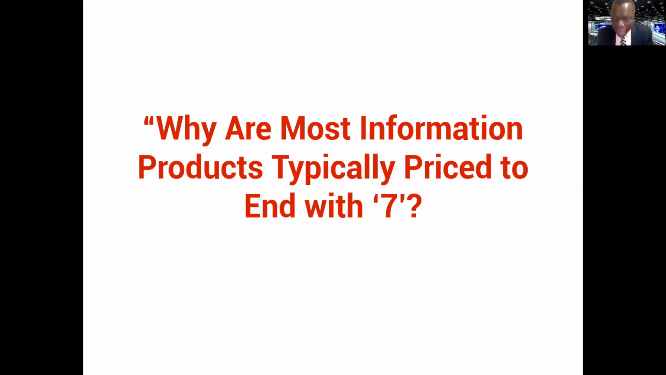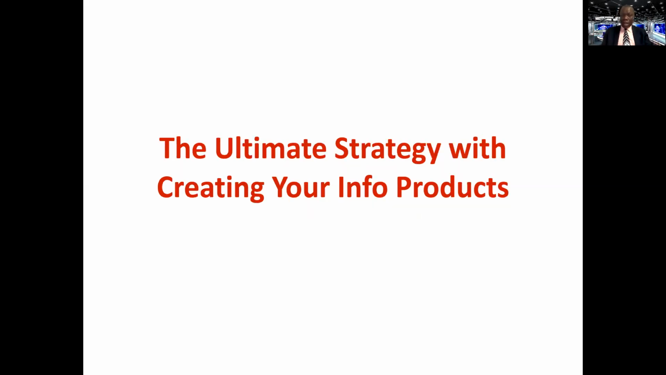Some of you might ask why most information products typically end with $7. The reason is they say psychologists have tested it, that prices that end in 7 always sell more. I don't know. That's why you see $7.99, $9.99, $17.97, $19.97 type of thing. But all of that, I don't really think is a big deal. All right, that's it. The ultimate strategy for creating your own info products.